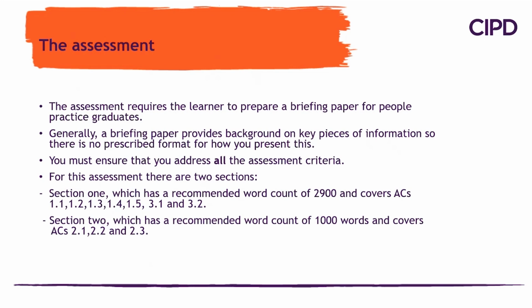And this assessment is in two sections, which is in one linear form. Section one has a recommended word count of 2,900 and covers ACs 1.1, 1.2, 1.3, 1.4, 1.5, 3.1 and 3.2. Section two has a recommended word count of 1,000 words and covers the ACs 2.1, 2.2 and 2.3. Next slide, please.